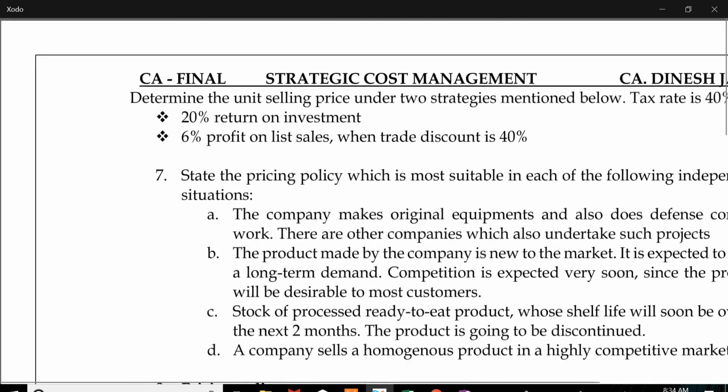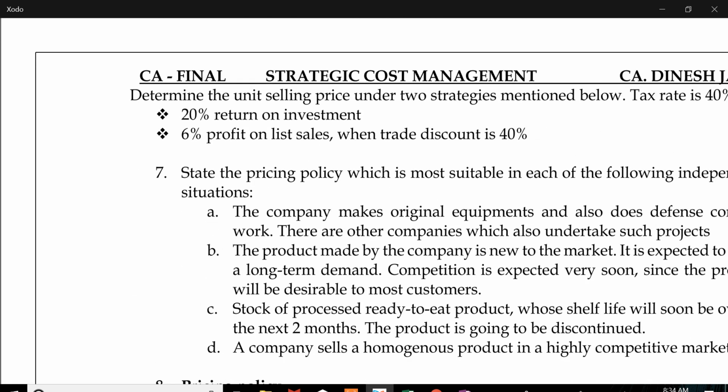Now, 6% profit on list sales when trade discount is given. So there is something called a list price. On top of the list price, there will be a discount which will be given by the company. List price basically indicates the quoted MRP. That is not my revenue. My revenue is list price minus trade discount.